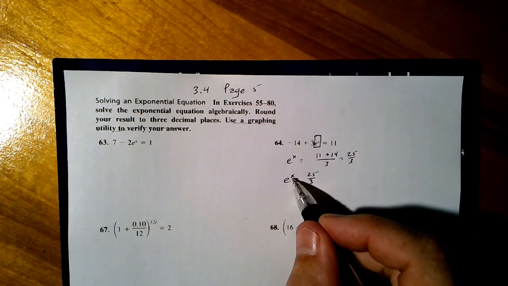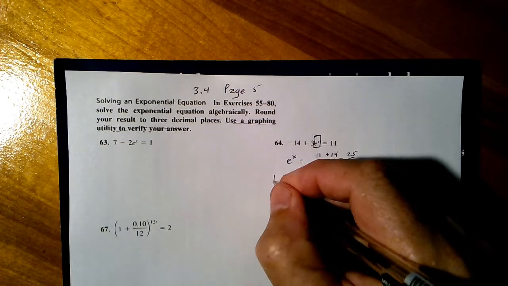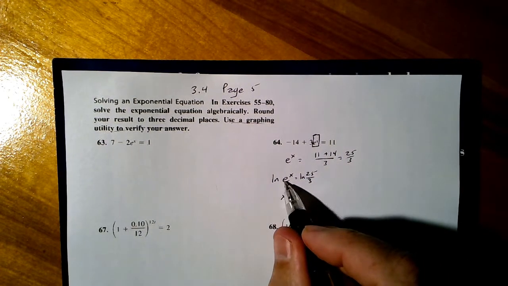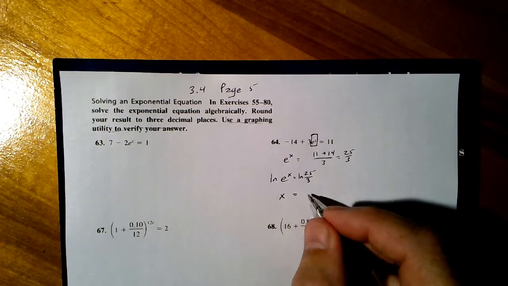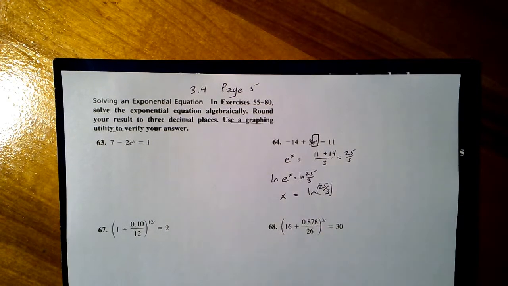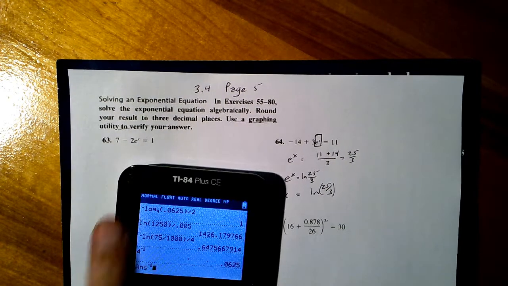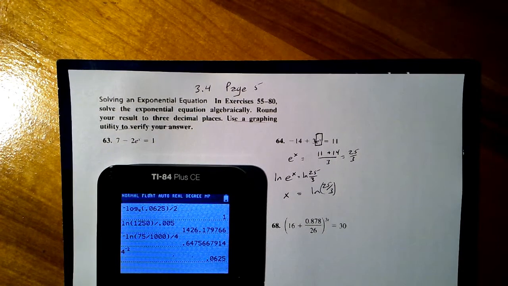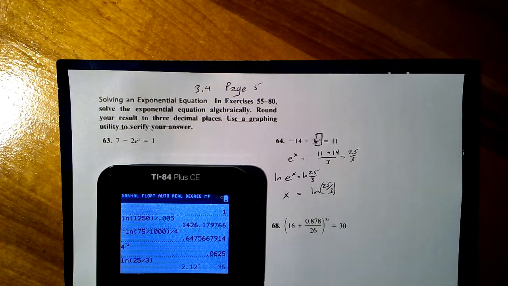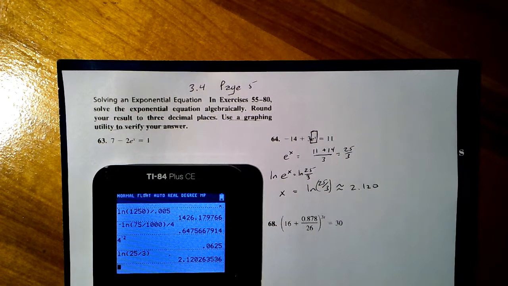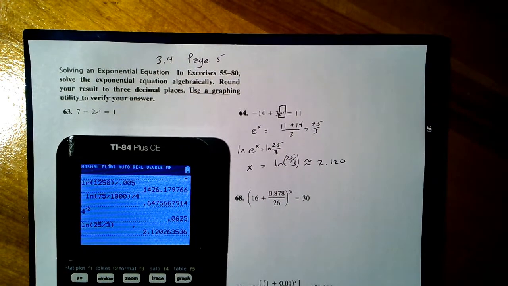E to the x, how do I get rid of that x? ln both sides. ln, the x comes out in front. ln e is 1. And I just get the exact answer, ln 25 on 3. But, as the directions say, we're to round to 3 decimal places. So ln 25 divided by 3, approximately 2.120.